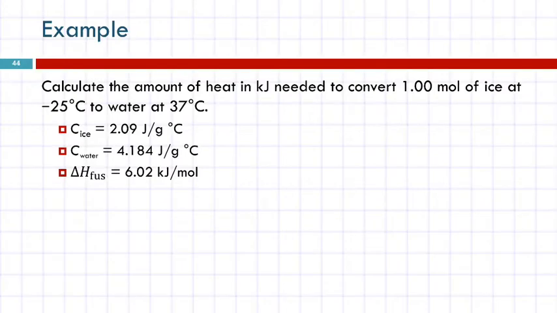I'm glad you asked. Calculate the amount of heat in kilojoules needed to convert 1 mole of ice at minus 25 degrees Celsius to water at 37 degrees Celsius. So we need to draw a picture, a heating curve.